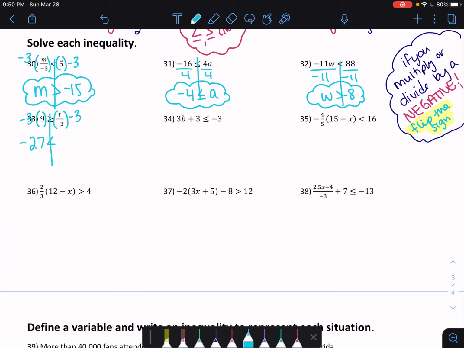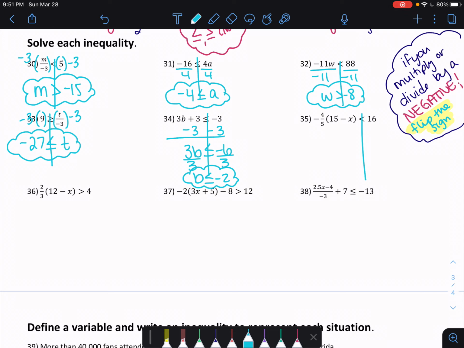For number 32, I am dividing by a -11, so my sign is going to flip, and w is greater than -8. For number 33, I'm multiplying by a -3, so my sign is going to flip. So -27 is less than or equal to t. 34 is a two-step inequality, so I'm going to subtract 3 from both sides first. So 3b is less than or equal to -6. I'm dividing by +3, so my sign is not going to flip. b is less than or equal to -2.